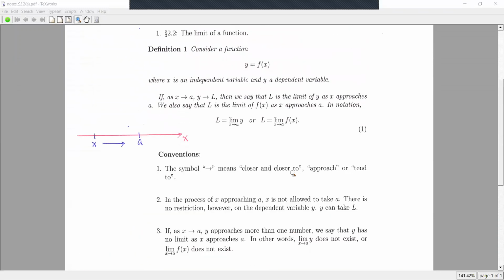When we study the limit of a function, please keep these 3 conventions in mind. In particular, convention 2 and convention 3, keep them in mind.